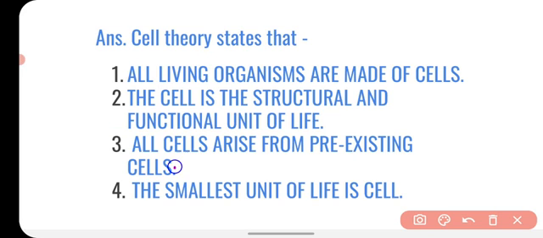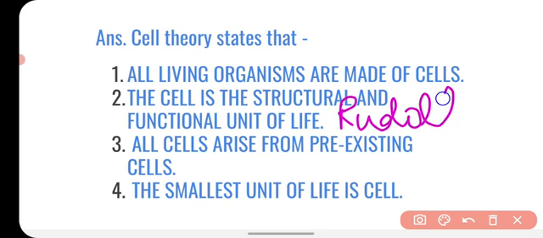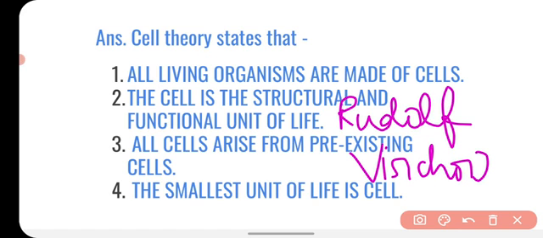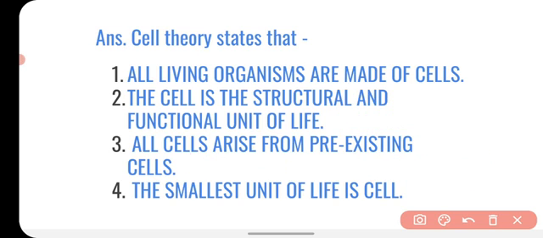And all cells arise from pre-existing cells. This is the statement which was given by another scientist, Rudolf Virchow, and he said that omnis cellula e cellula, it means all cells arise from pre-existing cells. And the fourth statement is that the smallest unit of life is the cell.